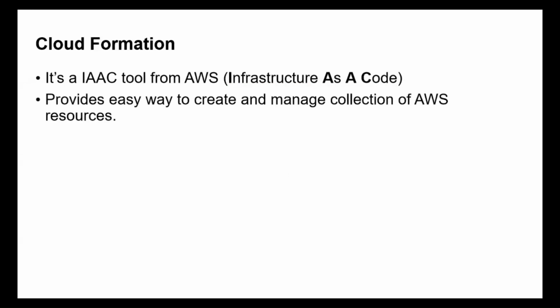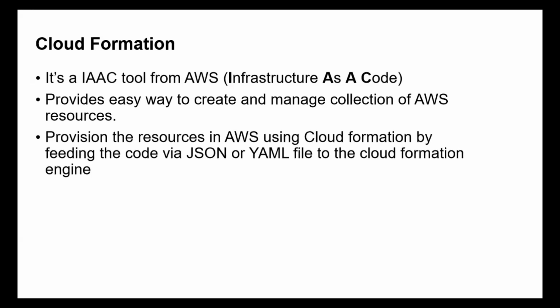This provides an easy way to create and manage a collection of AWS resources. It is not only a single AWS resource. If you want to launch multiple resources, it can be maybe two EC2 instances, one load balancer, one auto scaling group, one Lambda function. So if you want to provision a collection of AWS resources, that can be easily achieved through this CloudFormation service, by feeding the code via a JSON or YAML file.